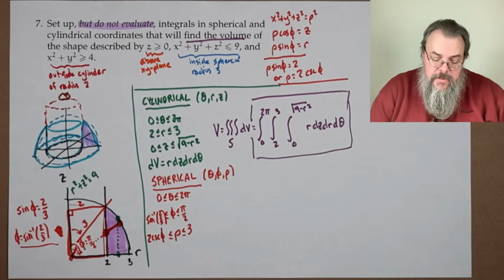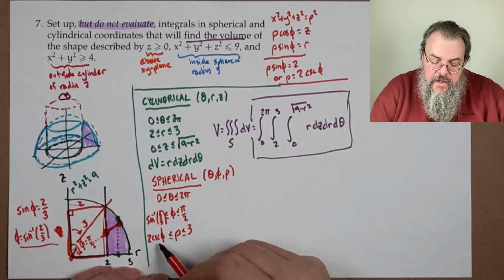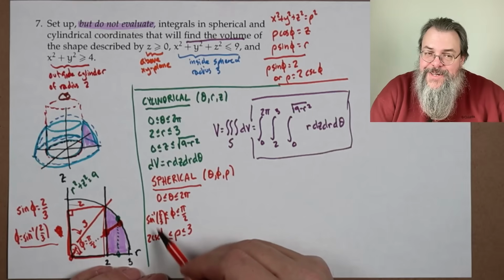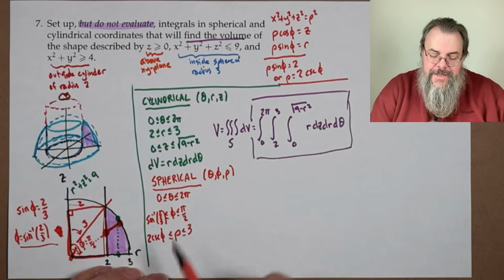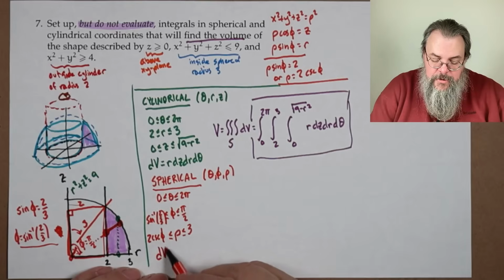All right, good. And now we say, oh, sine inverse and cosecant, maybe it's not so surprising that they're so close to each other. The last thing, dV. So for spherical, do you remember the song?